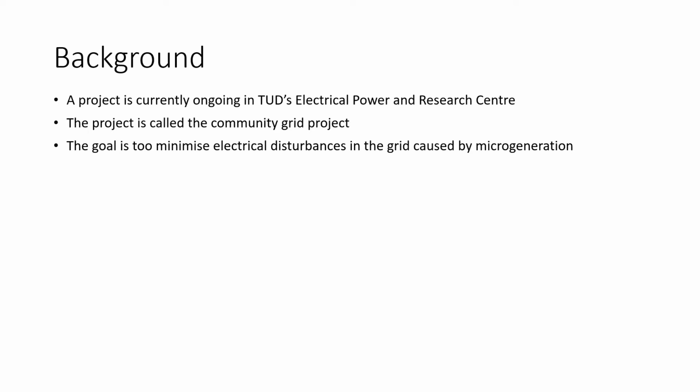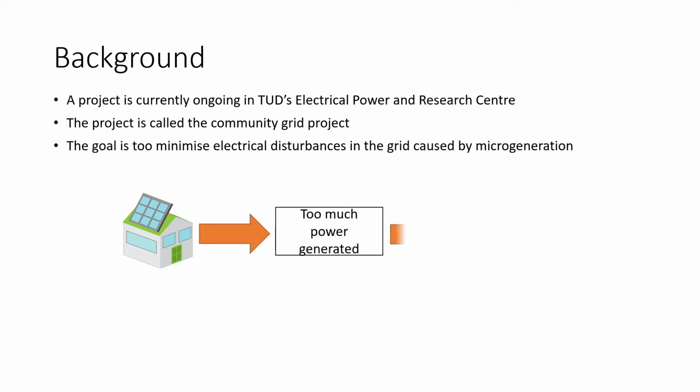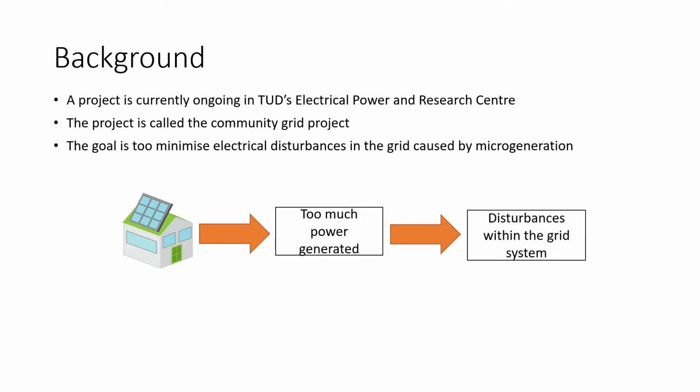A research project is currently ongoing in TUD's research department. This project is known as the Community Grid, and it looks at minimising electrical disturbances in the grid system caused by microgeneration. This microgeneration could be from solar panels on the tops of houses, for example. When too much power is generated, this can lead to disturbances within the grid system.